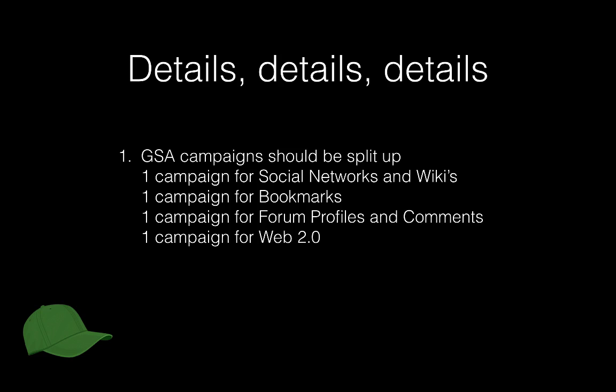There are more forum profiles and blog comments than Web 2.0s or social networks. Since I had them all checked under one campaign, my campaigns were submitting primarily to forums and comments, and some of the other types weren't getting submitted to. So I've spread these out and separated them. One campaign gets social networks and wiki sites. The next campaign is just social bookmarks. The next is forum profiles and comments.